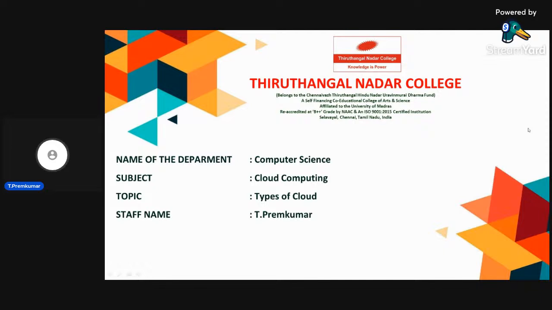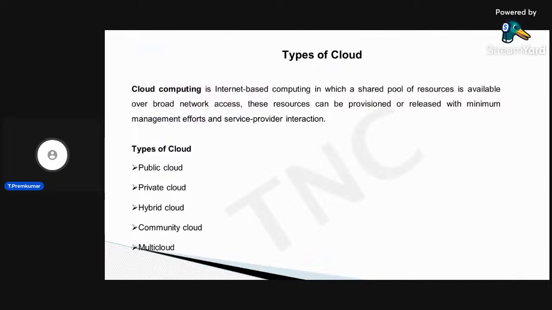Today, we're going to discuss the types of clouds in cloud computing. Before we see the types of clouds, we'll discuss what is meant by cloud computing. Cloud computing is internet-based computing in which a shared pool of resources is available over broad network access. These resources can be provisioned and released with minimum management effort and service provider interaction. Then we'll see the types of clouds.